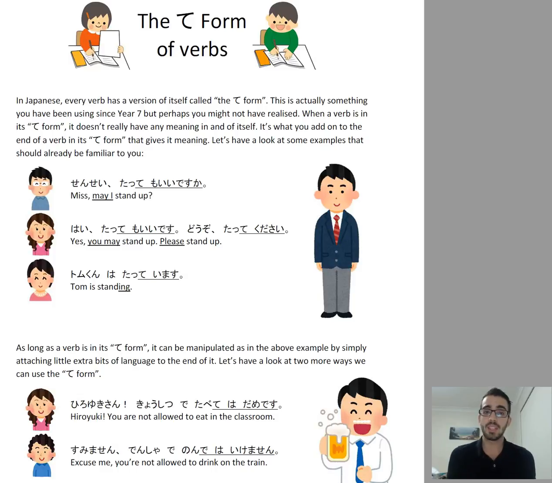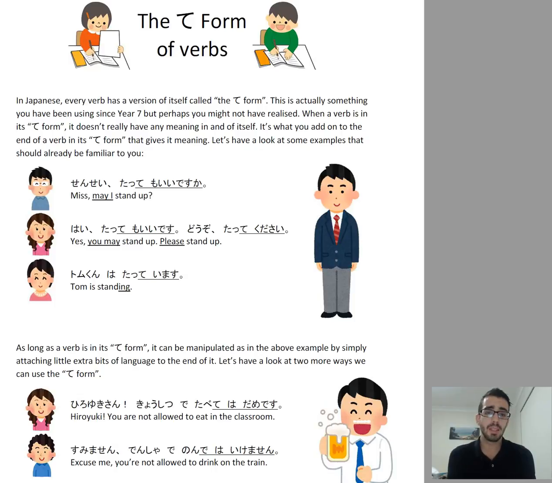So, in Japanese, every verb has a version of itself called the te form. This is actually something you have been using since year 7, but perhaps you might not have realized. When a verb is in its te form, it doesn't really have any meaning in and of itself. It's what you add onto the end of a verb in its te form that gives it meaning. Let's have a look at some examples that should already be familiar to you.